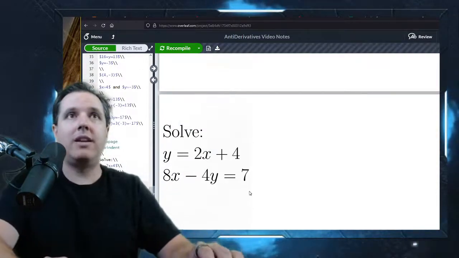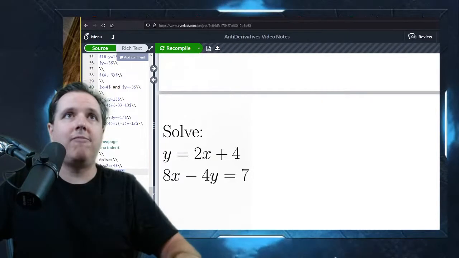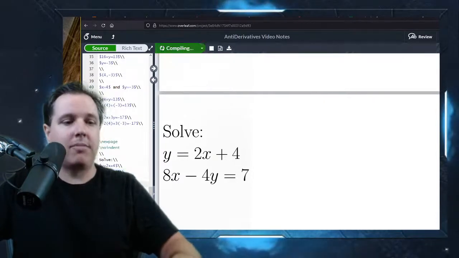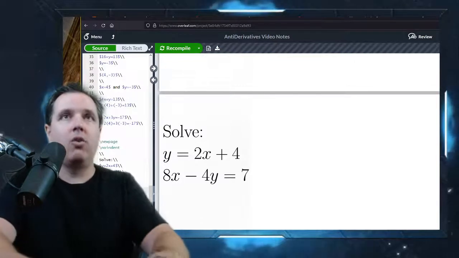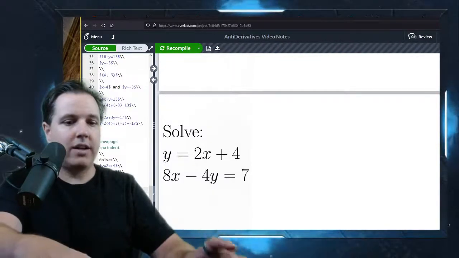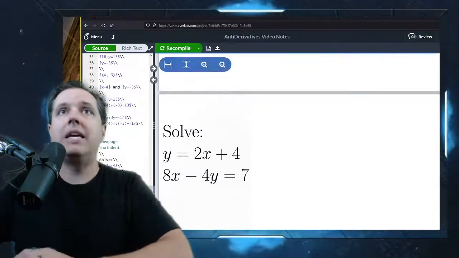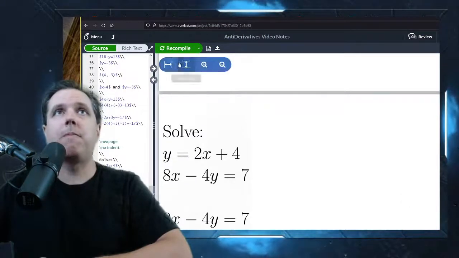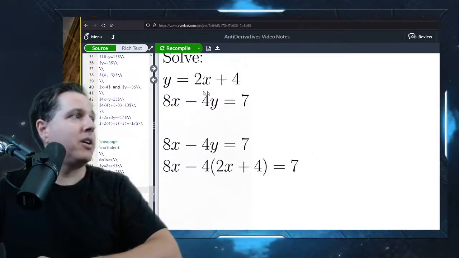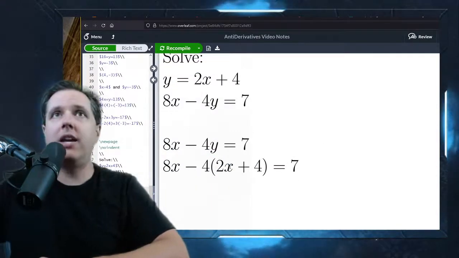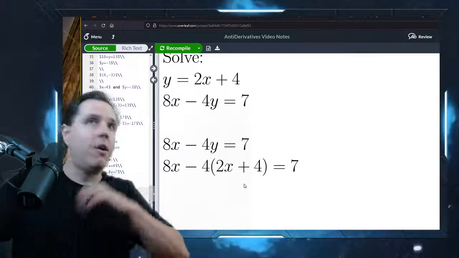So when I do that, I'm going to get this equation again, except I'm going to substitute into it. So instead of writing y, we're going to write 2x plus 4 because that's what y is equal to. Right? That's what y is equal to according to this up here. So I changed my y into 2x plus 4.